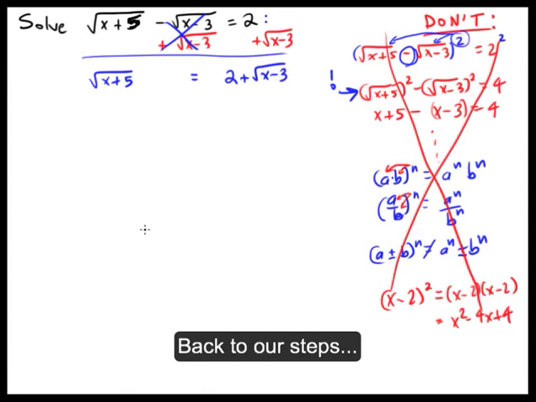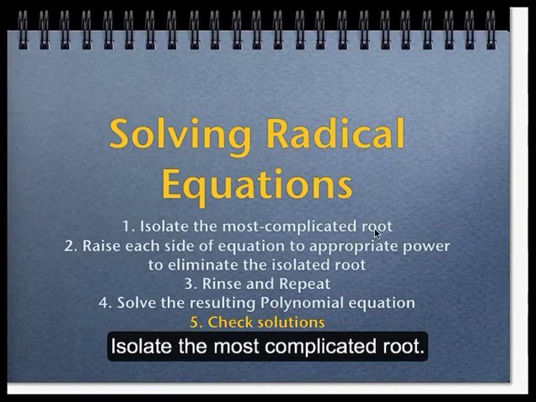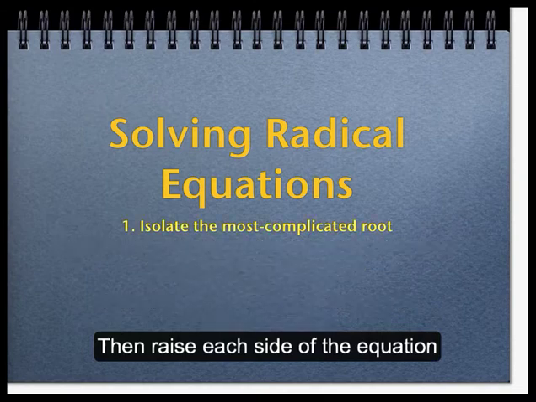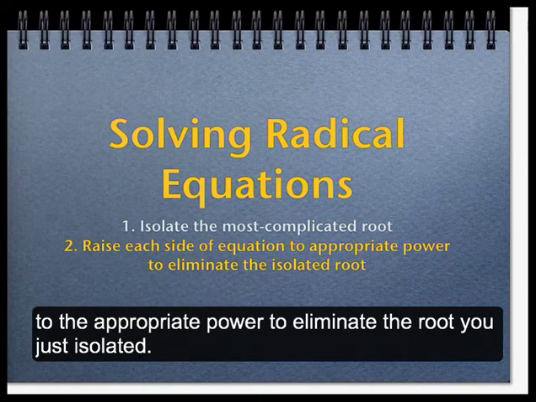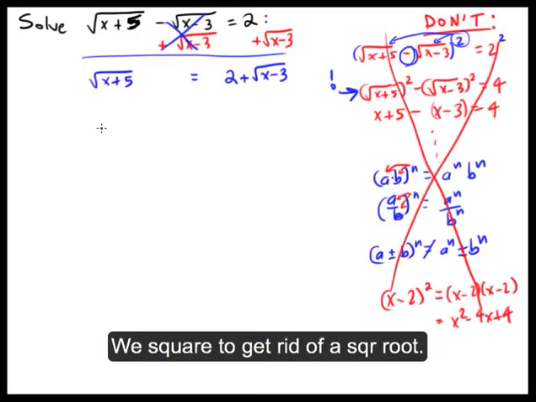Okay, so back to our steps. Isolate the most complicated root, and then raise each side of the equation to the appropriate power to eliminate the root that you just isolated. Get rid of that root that you just isolated. In our case, it's a square root. So how do we get rid of a square root?